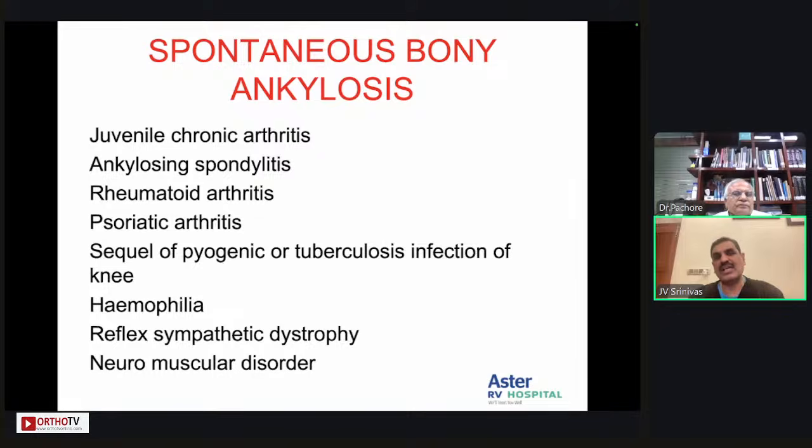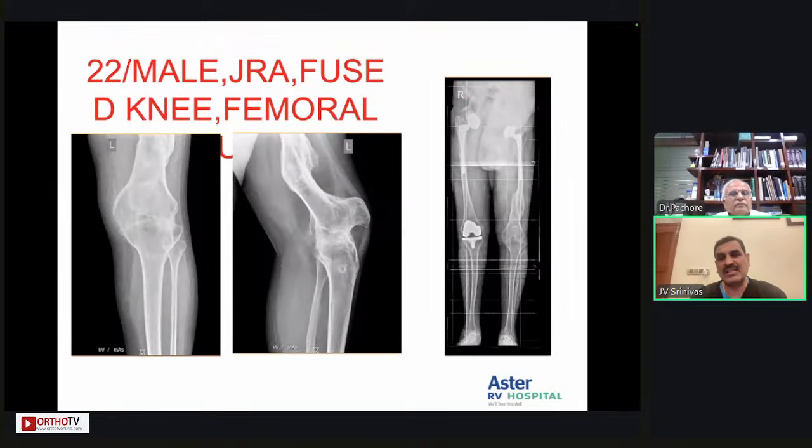Most commonly in juvenile and ankylosing spondylitis only we have seen. A patient like this, a bony fused knee with a malunited supracondylar fracture, bilateral hip replacement done, right knee replacement done. This surgeon has done everything, but he didn't venture into doing TKR on a bony fused knee. Remember, bony fused knee is a challenging situation.